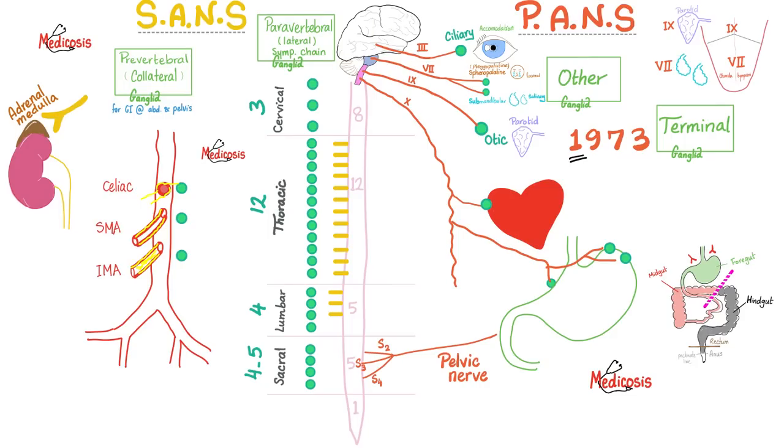And the autonomic nervous system, as you know, is divided into the sympathetic autonomic nervous system and the parasympathetic autonomic nervous system. There is also an enteric nervous system. See my physiology playlist to learn about it. Sympathetic nervous system is thoracolumbar, but parasympathetic is craniosacral. Let's start with the sympathetic, thoracolumbar.